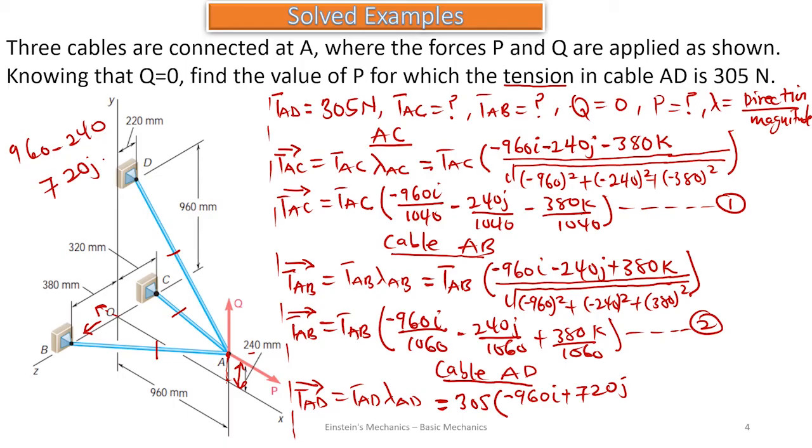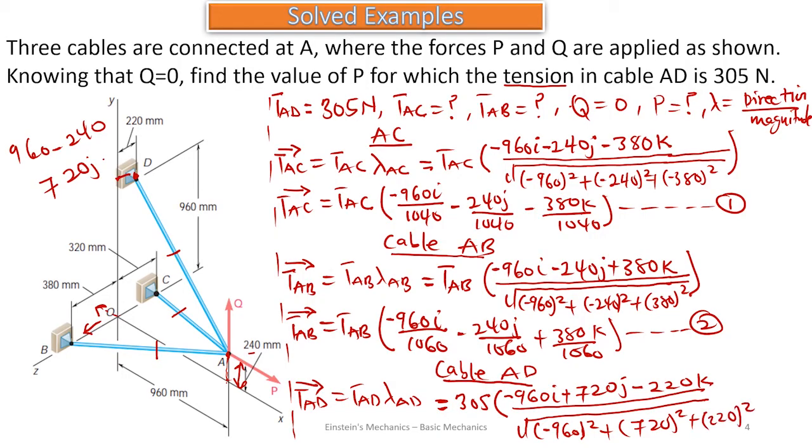And when you get here, you must move a certain 220 before you can get to D. And that is what? Negative 220K. Everything is on the square root of negative 960I, or negative 960 square plus 720 square plus 220 square to get a simplified value. So we can reduce this to an equation 3.